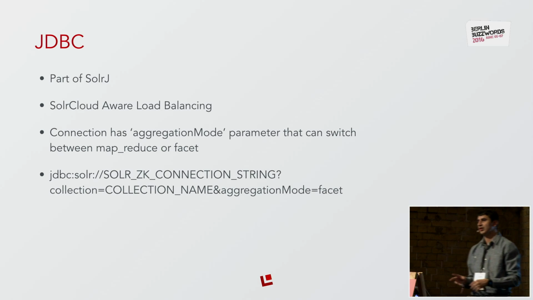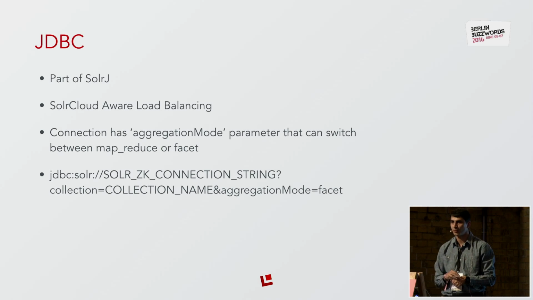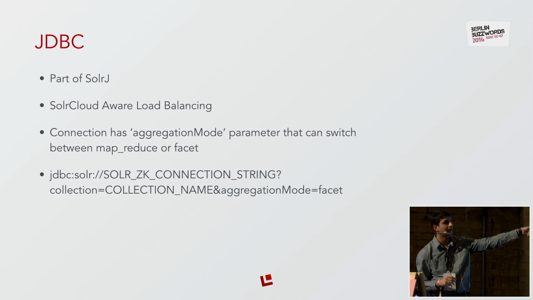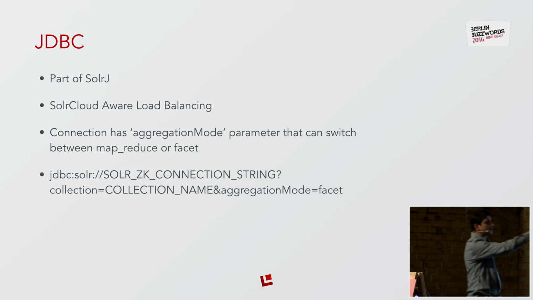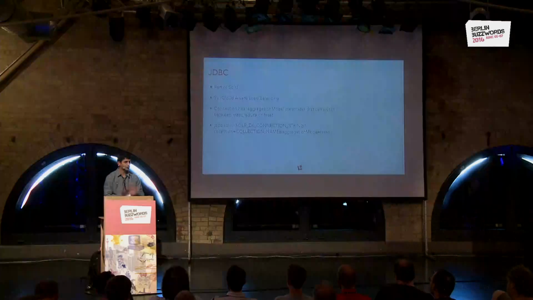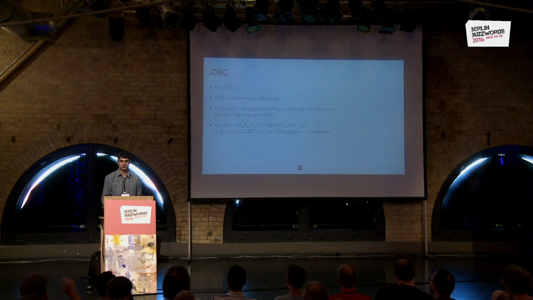You can choose whether you're going to use the MapReduce or the facet style aggregation by specifying a parameter called the aggregation mode. That aggregation mode is specified as part of the JDBC connect string. So as you can see, you have jdbc:solr:// the ZK connection string, the collection equals the collection name, and the aggregation mode equals facet in this case. Okay. Any questions until now? This is just the simplest usage part of SQL.